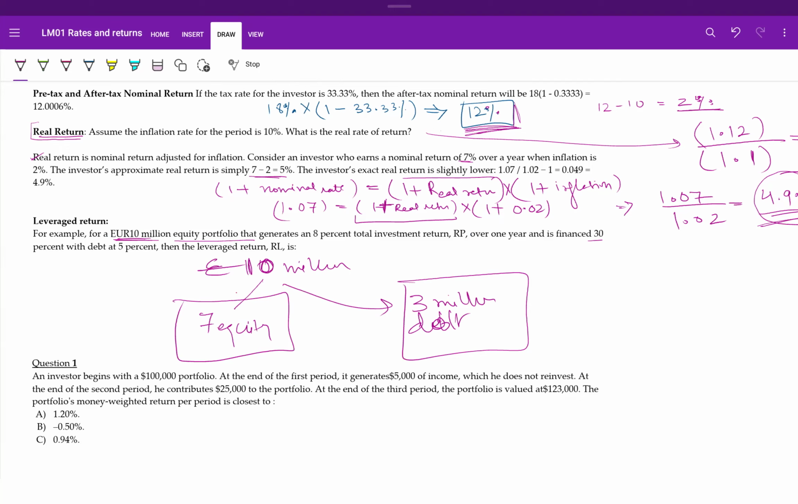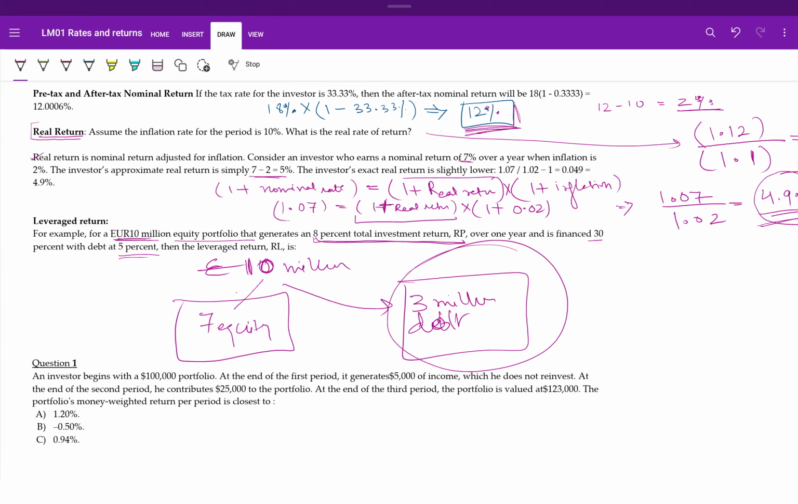Now pay attention to this. They are generating an investment return of 8%. But there is a cost of 5%. And this 5% cost is on the 3 million debt out of the 10 million.